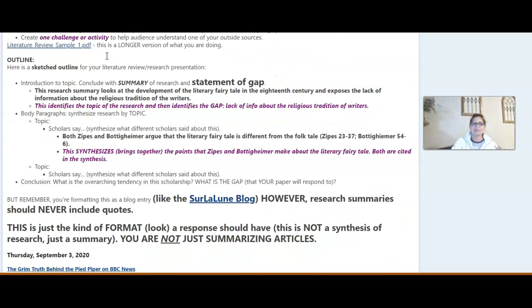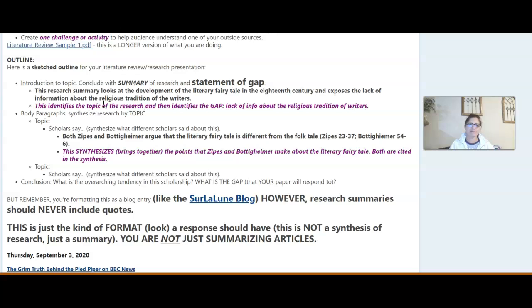For the written presentation, you are going to have an introduction, which is going to have the summary, topic, and then a statement about the gap. Maybe something like this. This research summary looks at the development of the literary fairy tale in the 18th century and exposes the lack of information about the religious traditions of the writers. And so it's identifying the topic, development of this literary fairy tale, and then the gap, which is the lack of religious information about writers.